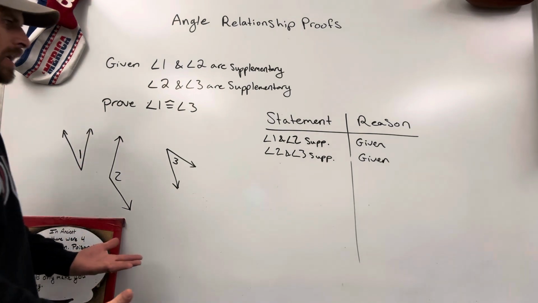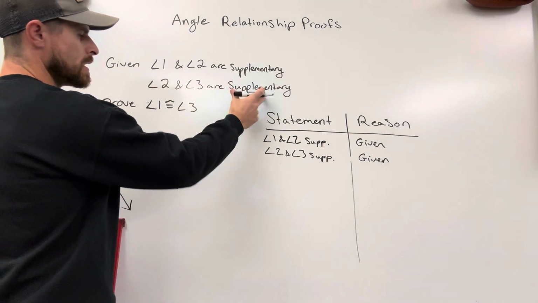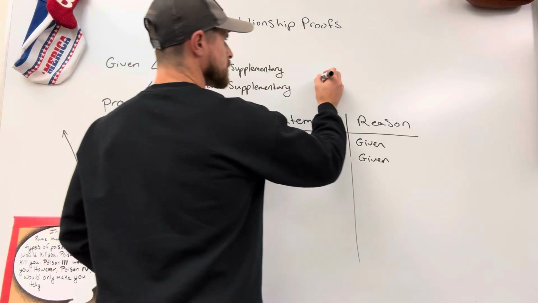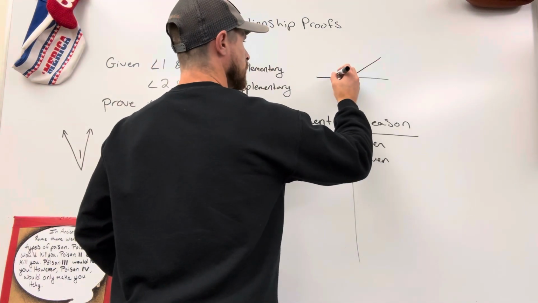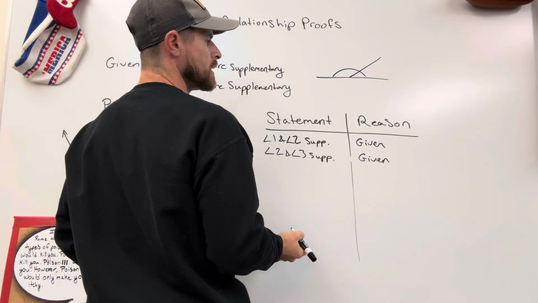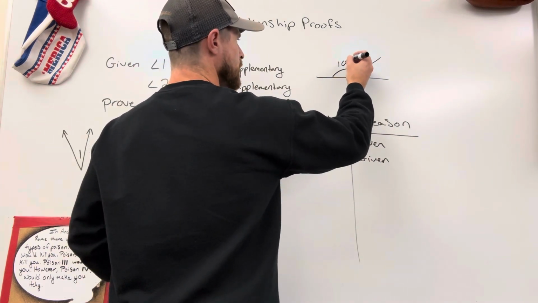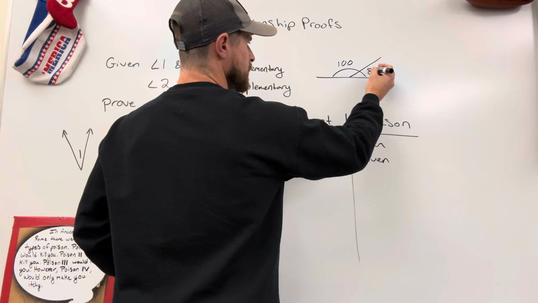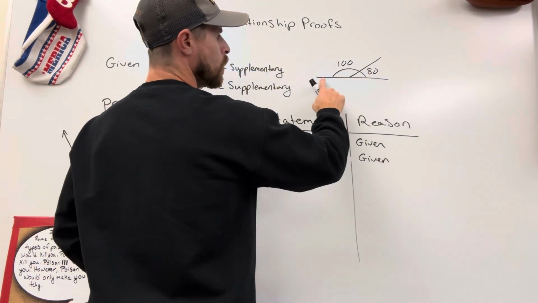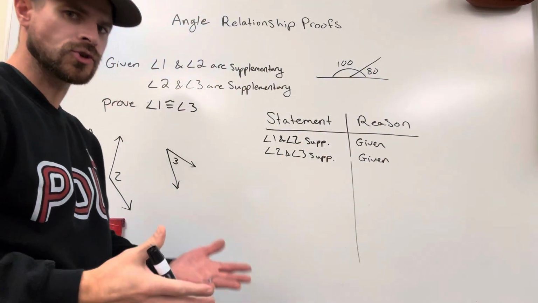So the next thing we need to talk about is what the heck is supplementary? Supplementary angles are two angles that add up to 180 degrees. A total of a half rotation like that would be 180 degrees. They make a straight line. So if I had 100 here, that means this angle would have to be 80 to make a total of 180. That's what supplementary angles are.